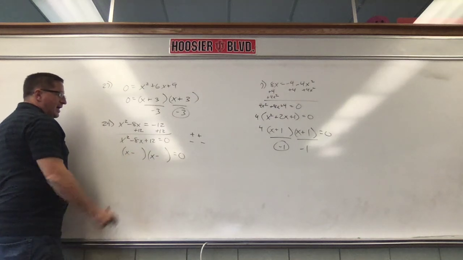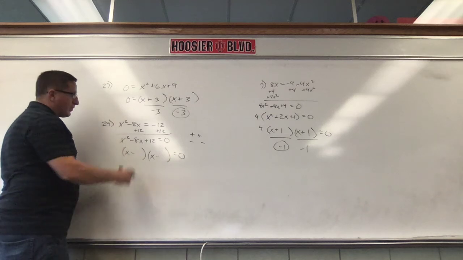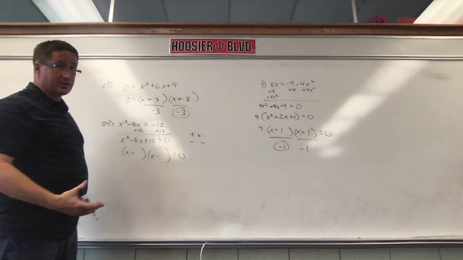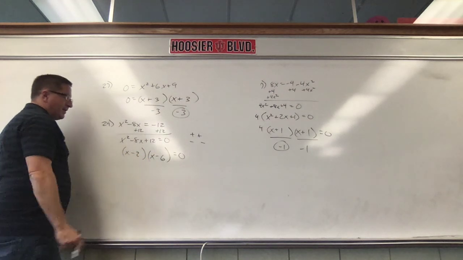Okay? Now, how do you times to make 12? Well, you might say 3 and 4. Well, 3 and 4 do times to 12, but they don't add up to 8. They add up to 7, which is close, but not close enough. It's got to be perfect. What it works out to be is 2 and 6, because they times to 12.